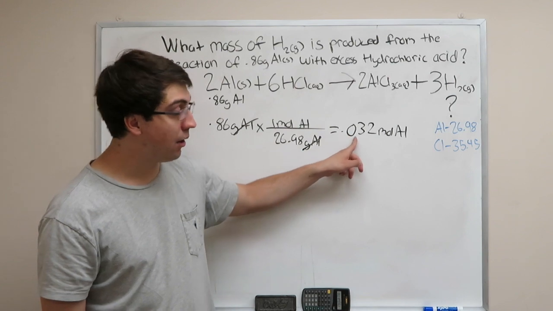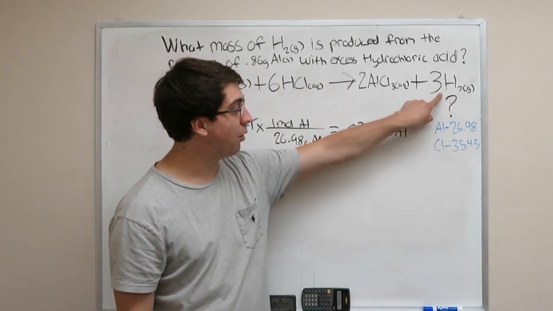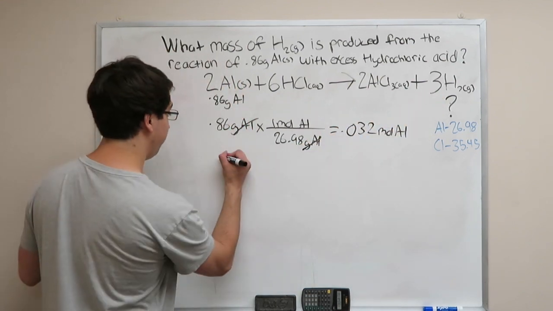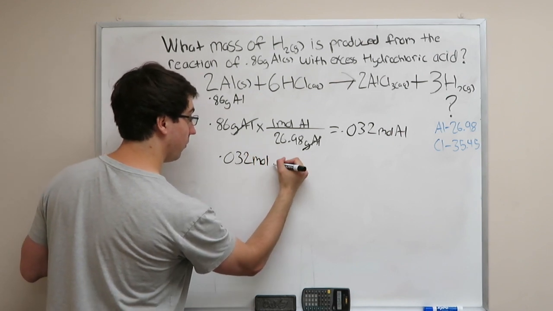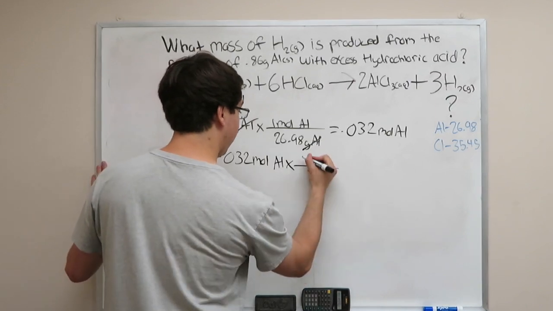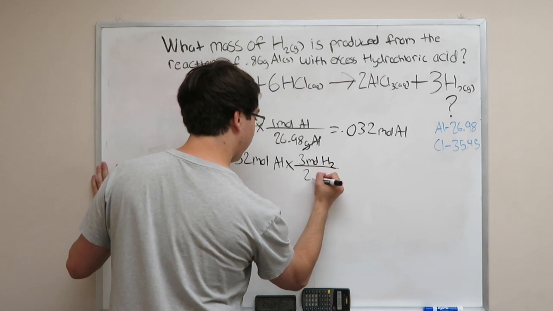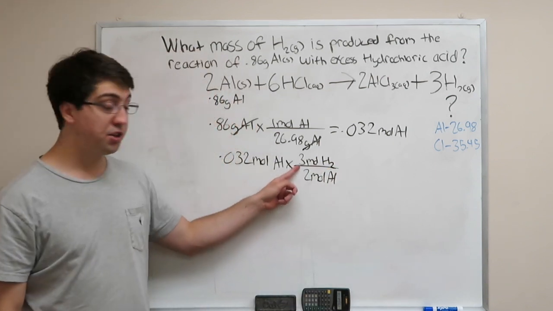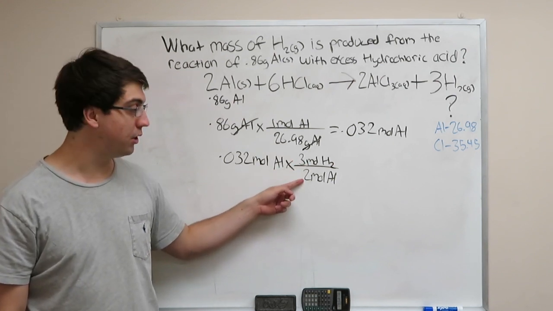We need to convert this amount to moles of hydrogen. And from this equation, we can see that for every 3 moles of hydrogen, it requires 2 moles of aluminum. This is the stoichiometric factor. It shows that for every 3 moles of hydrogen, it requires 2 moles of aluminum.